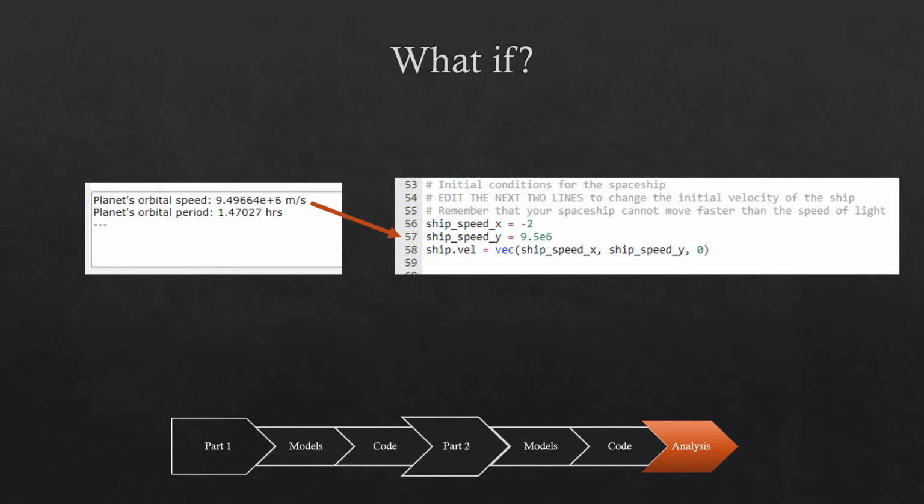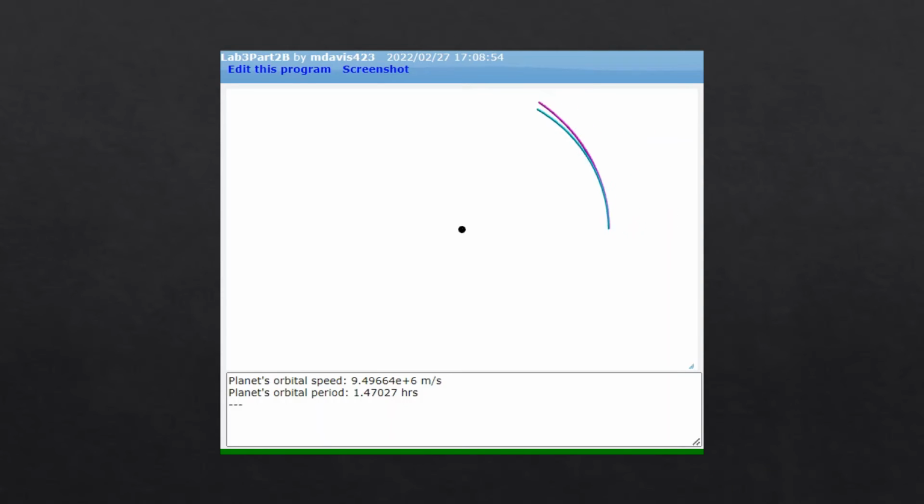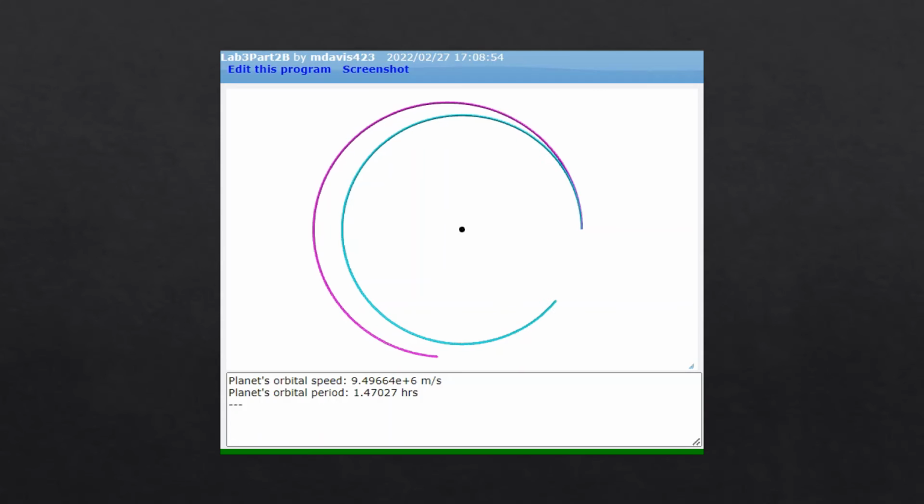My y component was 9.5 times 10 to the 6 meters per second, and to offset the orbit a little to prevent collisions between the planet and the spaceship, I made the x component negative 2 meters. Running the computation, the planet and the spaceship complete a full orbit without colliding, making my mission successful.